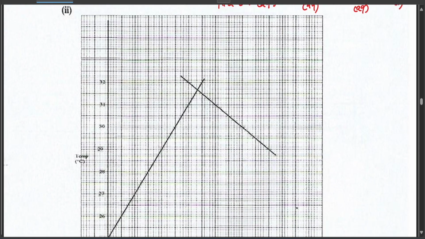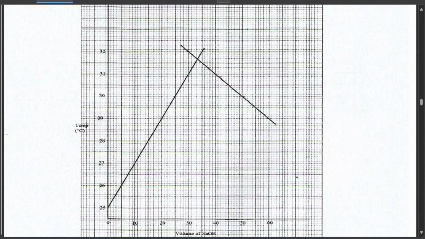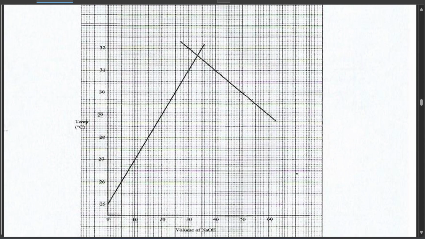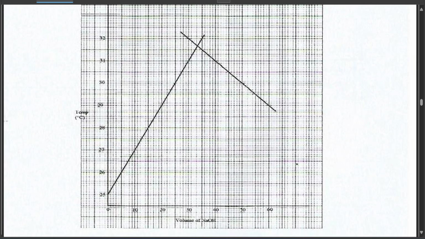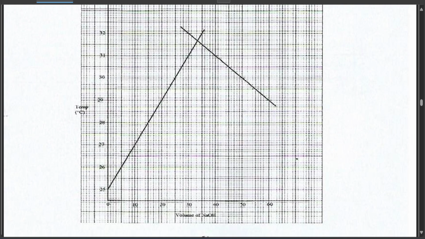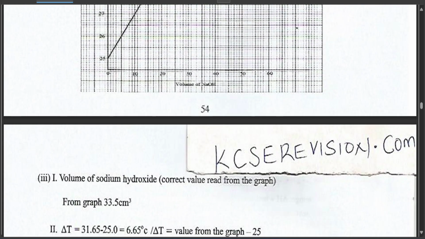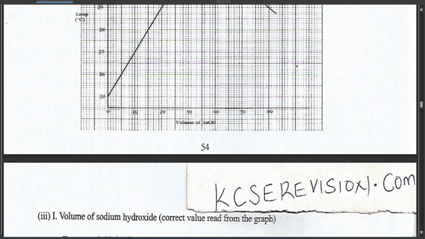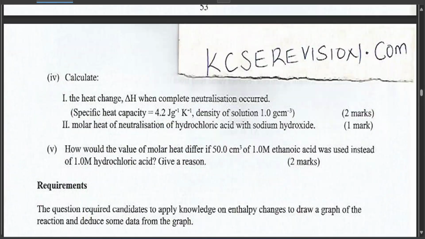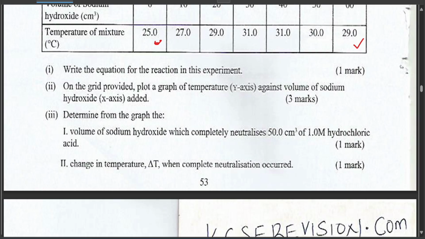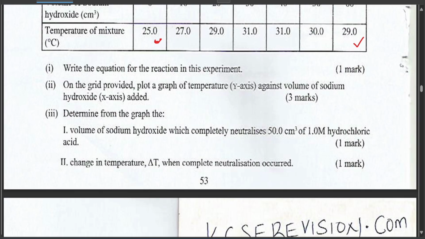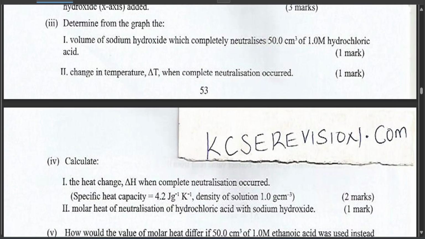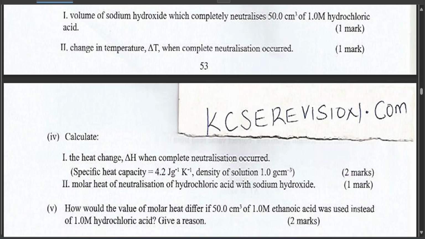So if you see this diagram here, you're supposed to extrapolate it. Many students just fail there. So this is the diagram. You have 2 lines. Roman 1, volume of sodium hydroxide. Let me look at the question. You've been told the volume of sodium hydroxide which completely neutralizes 50 cubic centimeter of 1.0 molar hydrochloric acid.